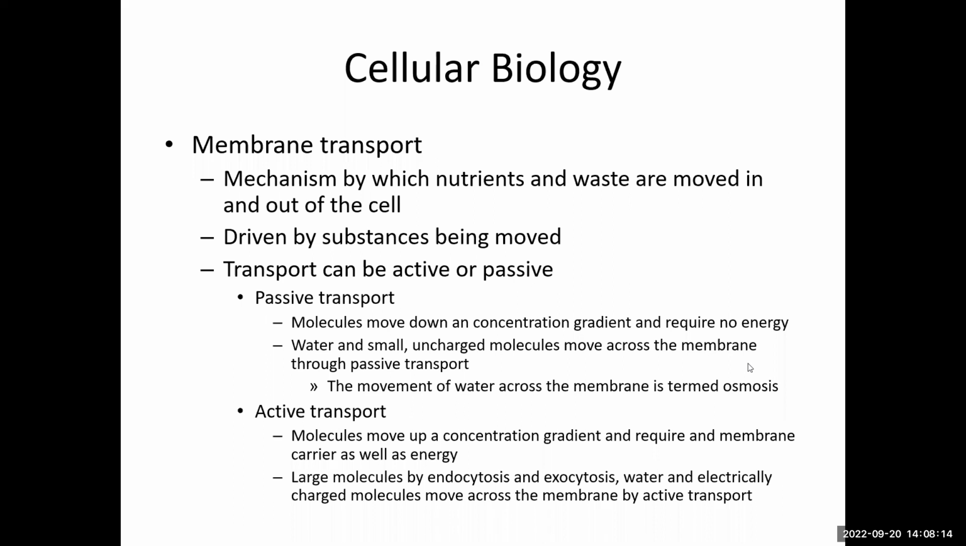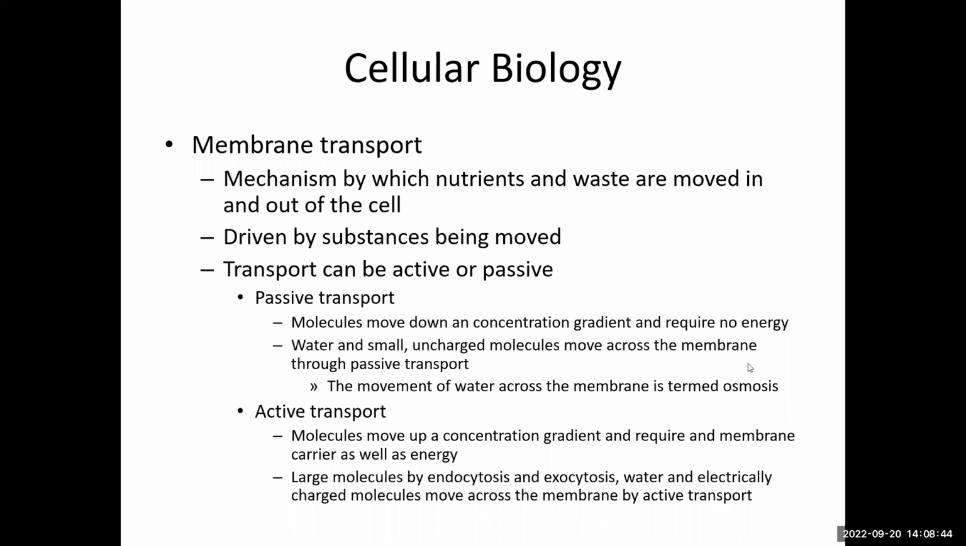There's a concentration gradient that moves these molecules from high to low, and it's kind of like rolling a ball downhill. We don't have to move anything. We don't have to help that ball down the hill. It moves down on its own. This is going to allow for the movement of water across the membrane through the process of osmosis. We can have simple diffusion, where we have nutrients moving across that membrane. No energy is required. That's why we call it passive transport.